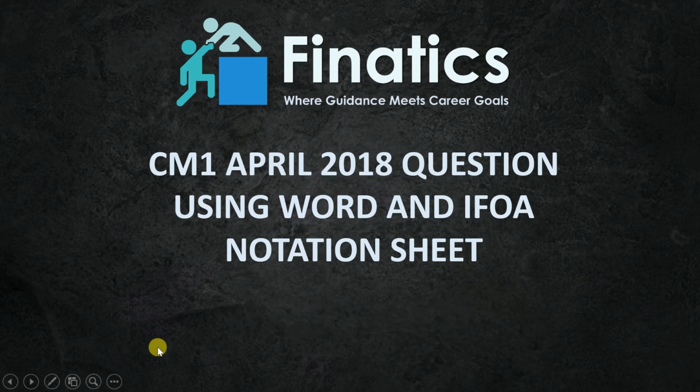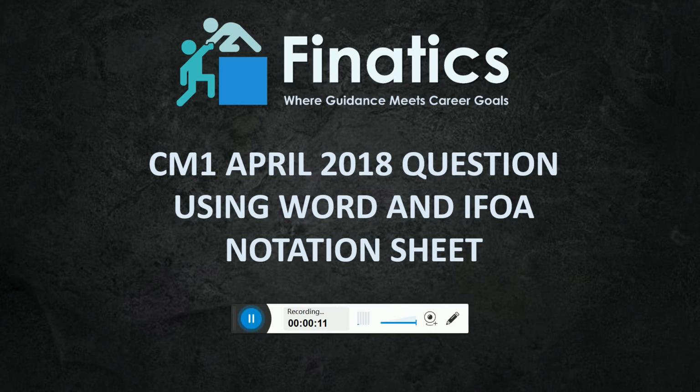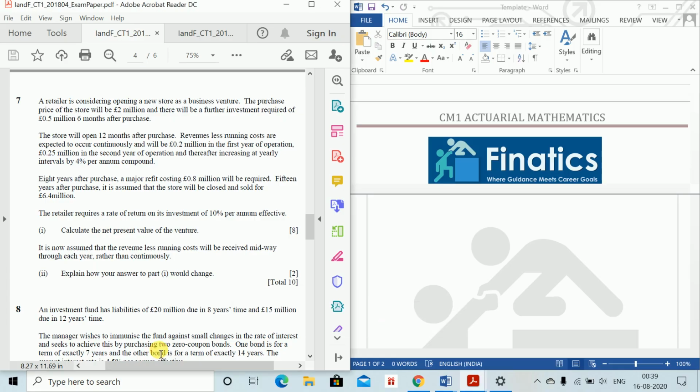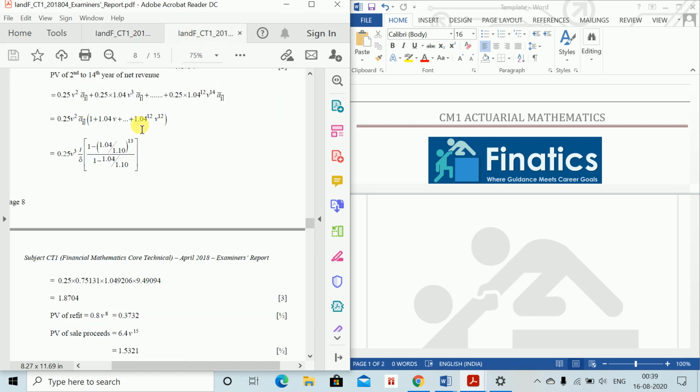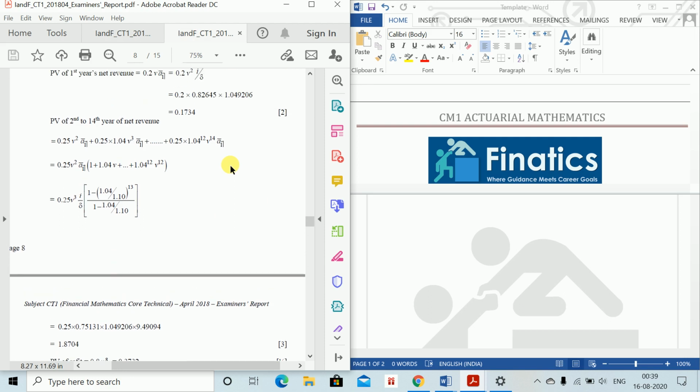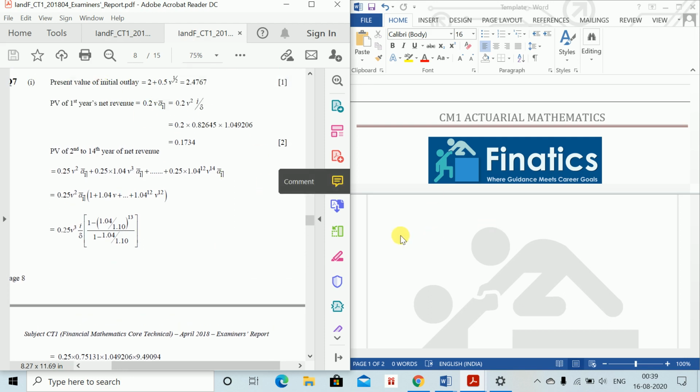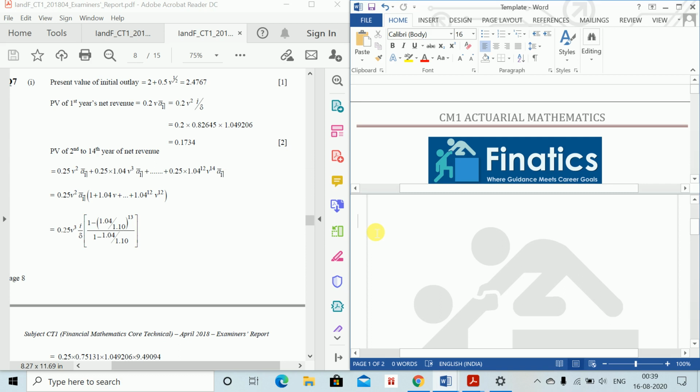In this video, I'll be solving CM1 April 2018 question using Word and the IFoA Notation Sheet guidelines. CM1 April 2018 question 7. So this is a project appraisal question. This is the question and we have been told to calculate the net present value of the venture. I'll show you how to solve this question in Word in comparison with the examiner report, to show that you know how to abide by the guidelines of IFoA's notation sheet.